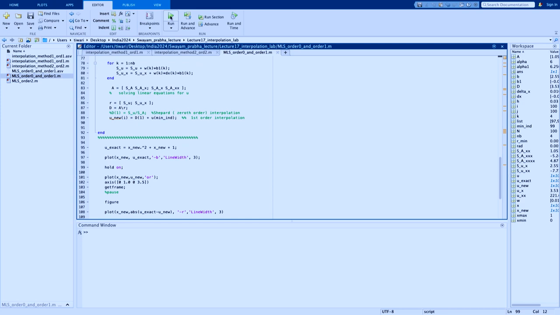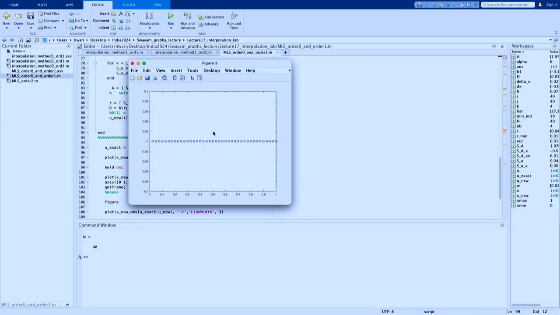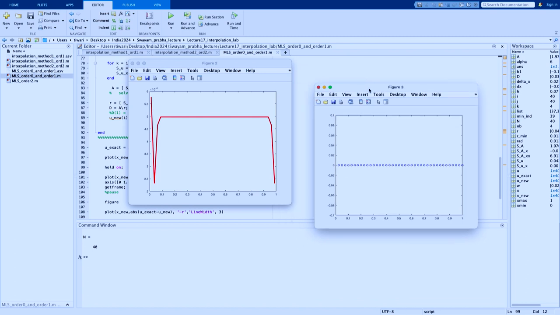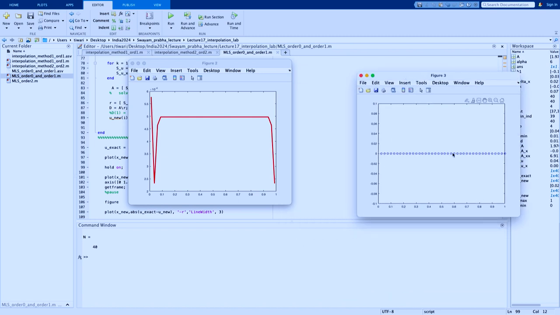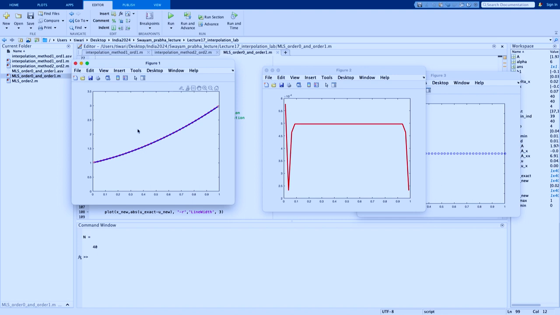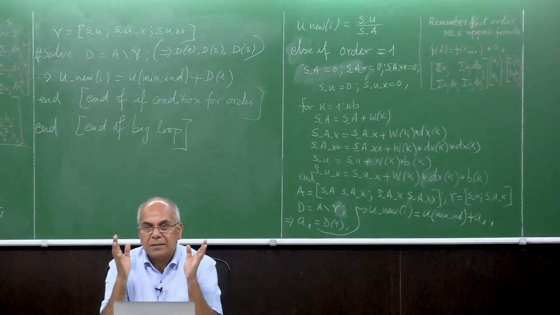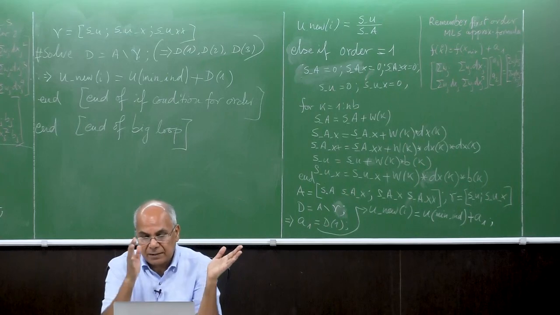So how it is, let us start. So it is fine. This is our grid here. It is a regular grid. This is our solution here. So the blue is the exact solution and the red is the numerical solution. And here this is the error, since we know the exact value and we have computed the numerical value at some point. So we can just take the absolute value between the exact and numerical.